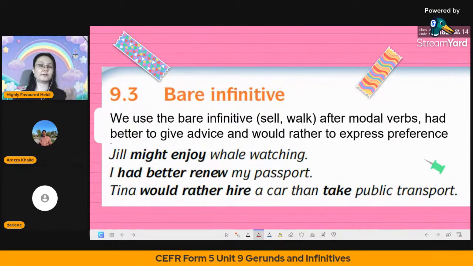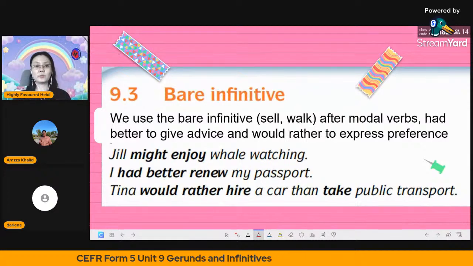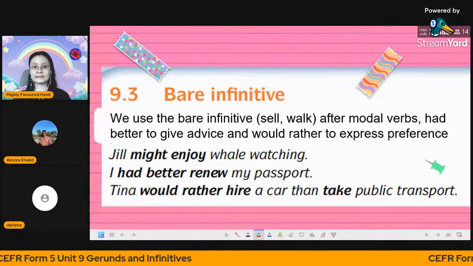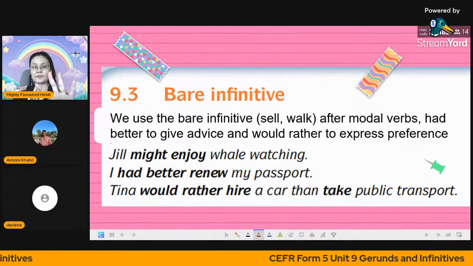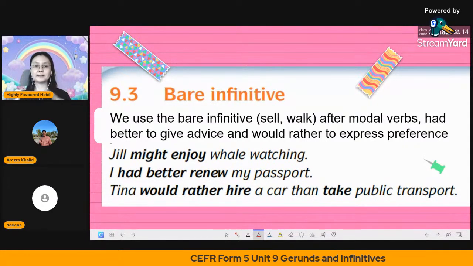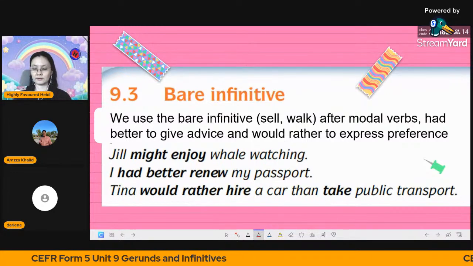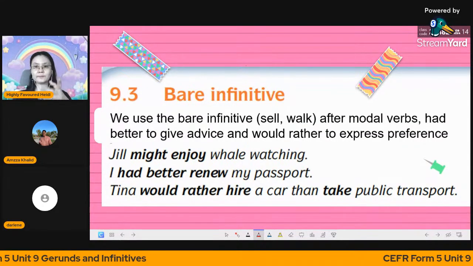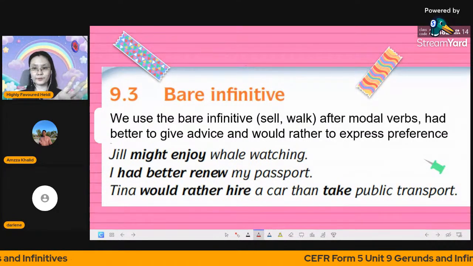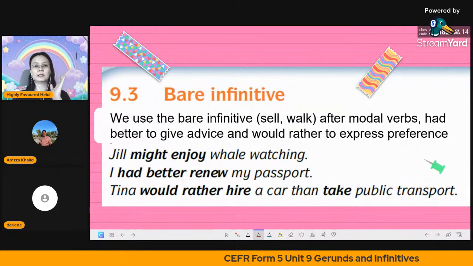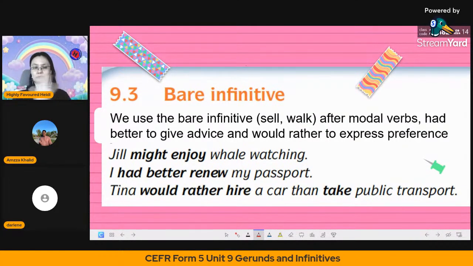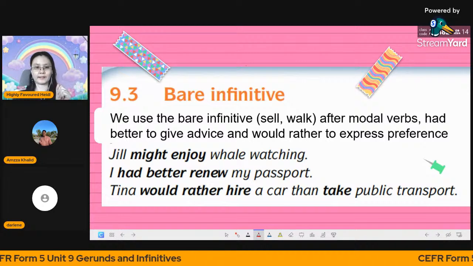Okay, bare infinitive means you no need to use "to". So we use the bare infinitive: sell, walk. After, I told you, modal verb. Okay, bare infinitive, modal verb, had better, and would rather. Just remember this one. This one is a repetition with using modal verb, would rather, had better. Don't put any infinitive. Okay, all right.